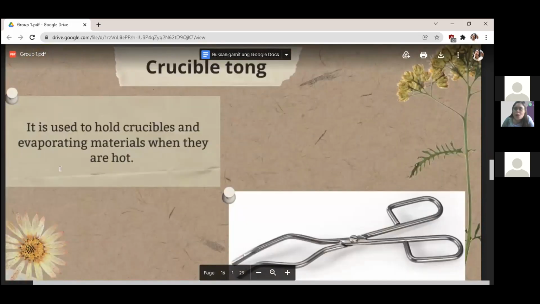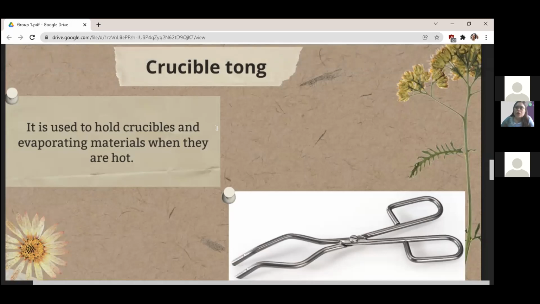And then we have the crucible tong. Always remember that we don't use our bare hands to carry laboratory apparatuses that are subjected to heating. So we always use the crucible tong, even during weighing, even though the apparatus is not really hot, we don't use our bare hands to carry this apparatus, because our hands have oils that can add up to the weight of the material if we are weighing, or aside from the oils, we don't know what is in our hands. That will again cause variation to our measurement. So we always use crucible tong to hold our materials, our laboratory apparatuses.